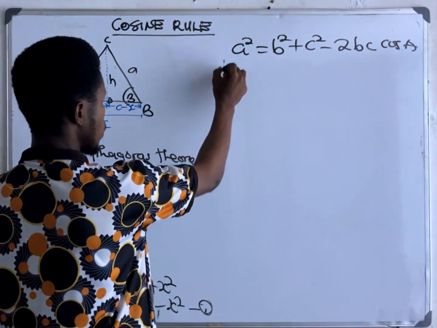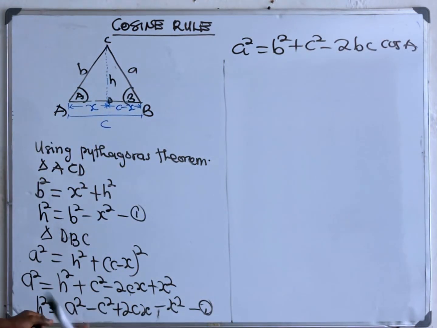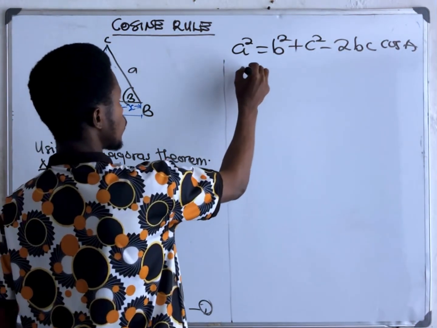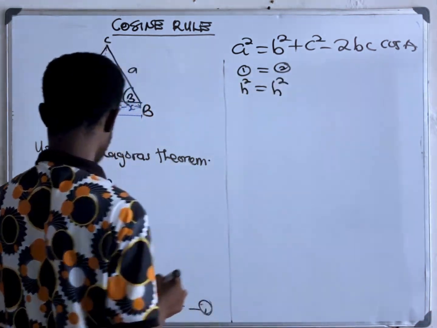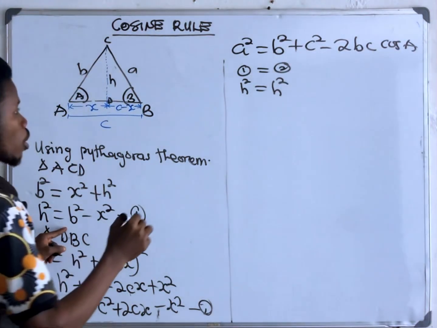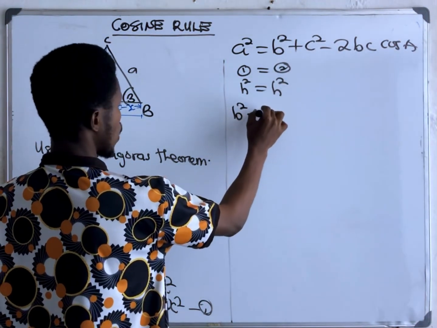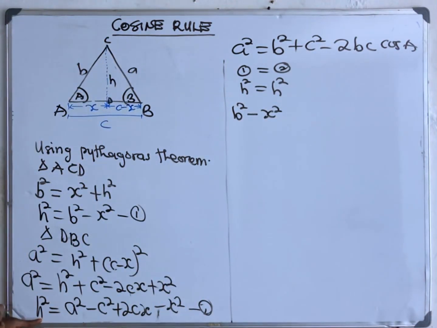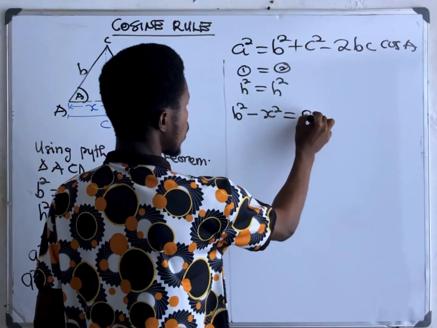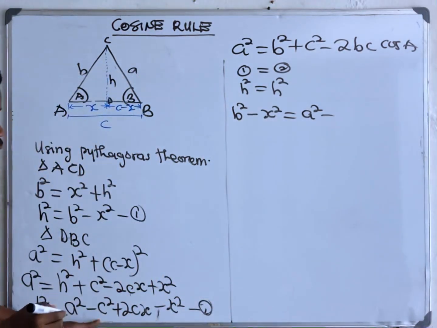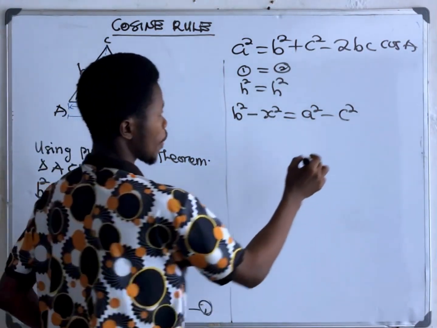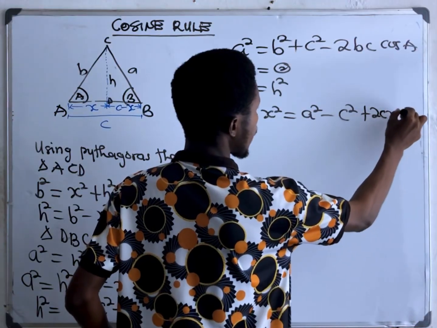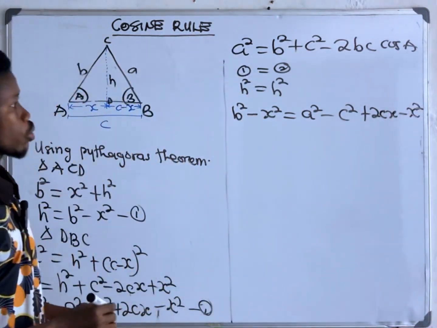So let me divide the board. At this point, let's equate equation 1 and equation 2. If equation 1 is equal to equation 2, it means that h squared from equation 1, which is b squared minus x squared, is equal to a squared minus c squared plus 2cx minus x squared. So this is what we have.